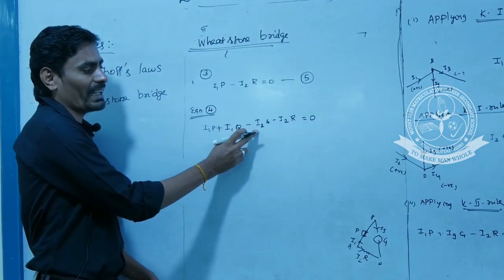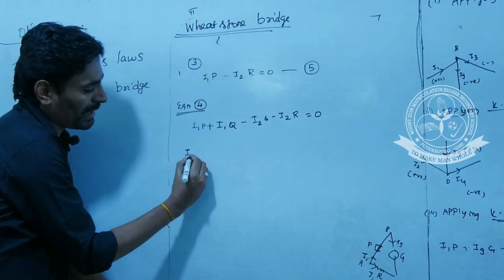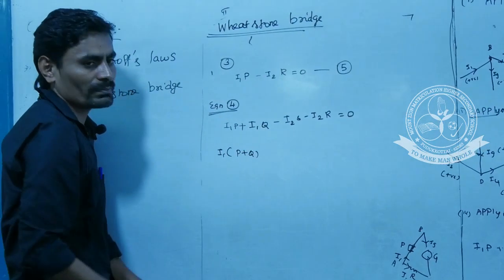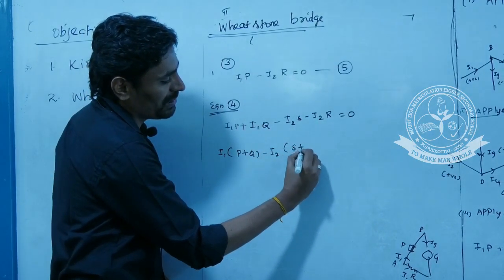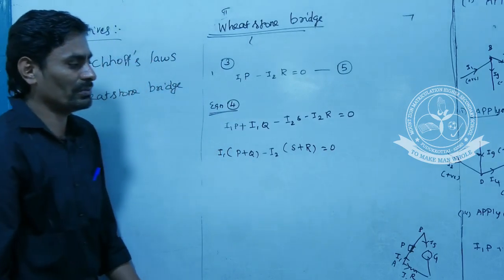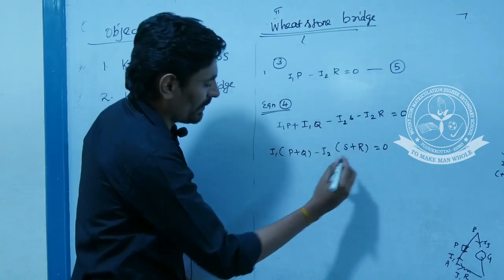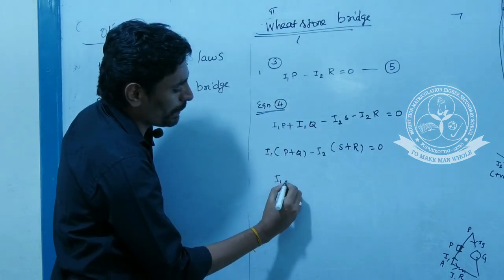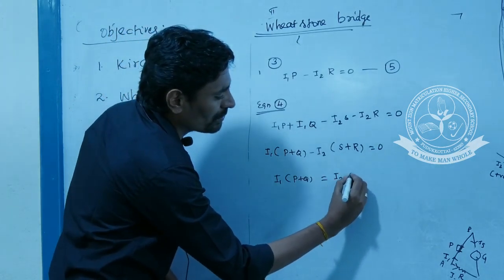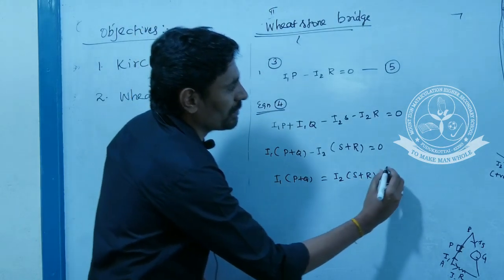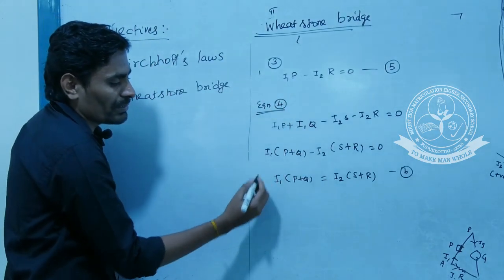I1P plus I1Q minus I2S minus I2R equal to 0. In these two terms, taking I1 common, I1 times P plus Q, and taking minus I2 common, S plus R, equal to 0. So we can write I1 times P plus Q equal to I2 times S plus R, equation number 6.